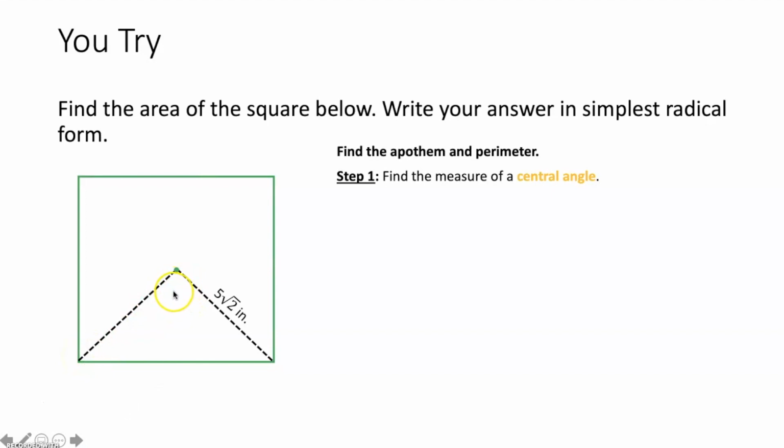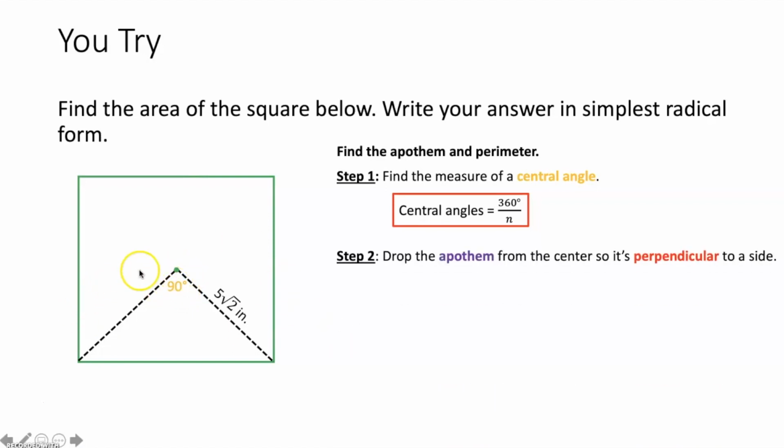So how do I find the measure of this central angle? Well, it's 360 degrees divided by the number of sides. So in this case, it's a square. It has 4 sides. So 360 degrees divided by 4 gives you 90 degrees. That's the measure of this central angle. Next, what I'm going to do is drop an apothem from the center of my polygon so that it's perpendicular to this side over here.